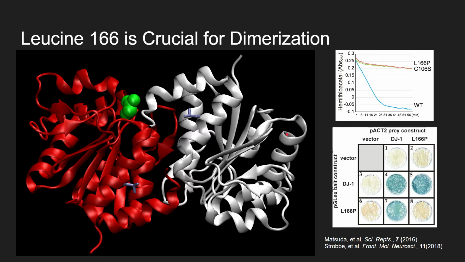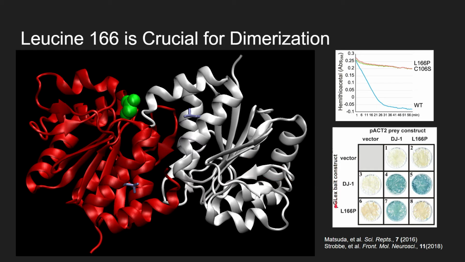Another mutation that has been discovered to cause disease is if you take this leucine and it's converted into a proline. So if this mutation occurs, then the functional ability of the enzyme is completely gotten rid of. So you can see it's almost completely the same as the cysteine 106 mutation. And the reason for that might be because if you disrupt this alpha helix over here, you're interrupting the protein's ability to first of all form as a subunit, but then also form as a dimer. And it seems like this is very important for the enzymatic function of the protein.